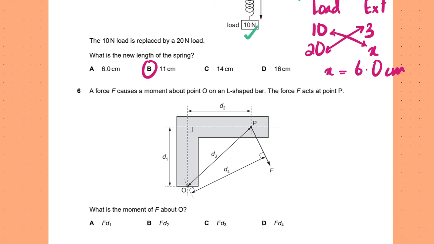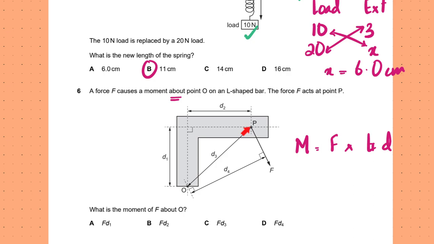Question number 6, a slightly tricky question in my opinion. A force F causes a moment about point O on an L-shaped bar. The force F acts at point P. So this is where this force acts, and this is basically the pivot, because we are talking about the moment about O. What is the moment of F about O? Alright. So remember that the formula for moment is force times not any distance but the perpendicular distance. So this is how the force is applied at this point.